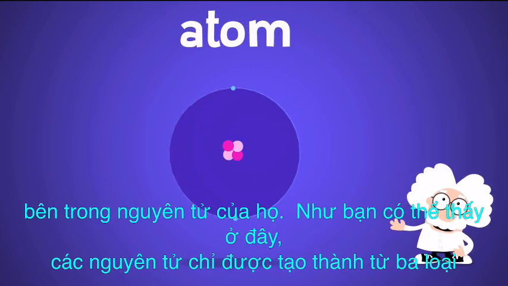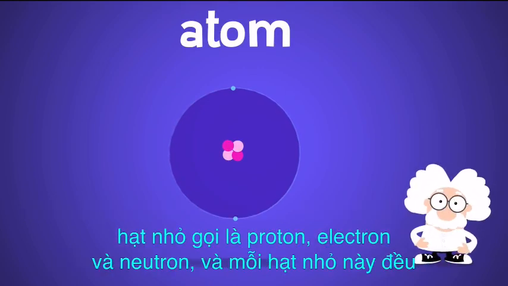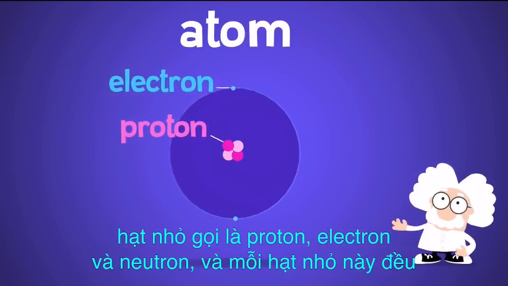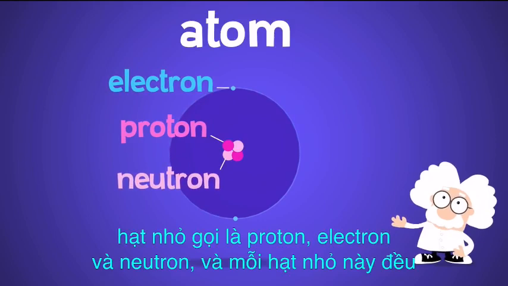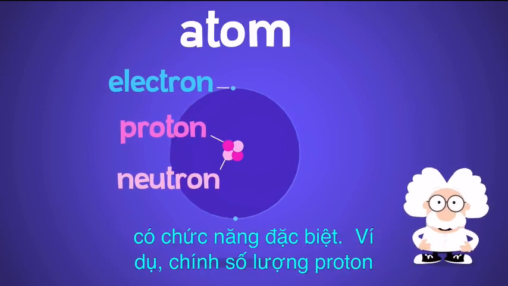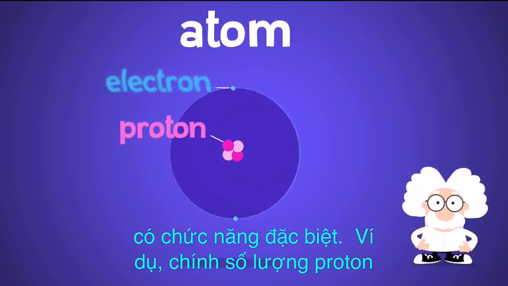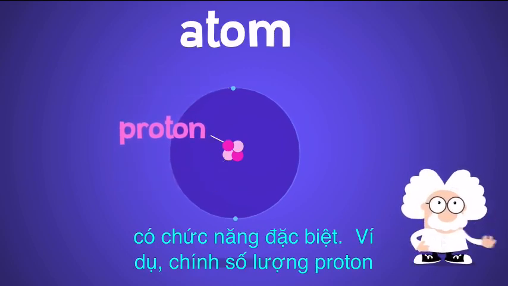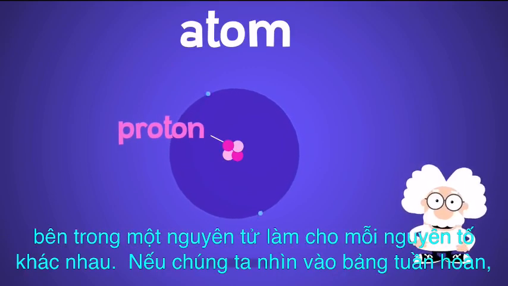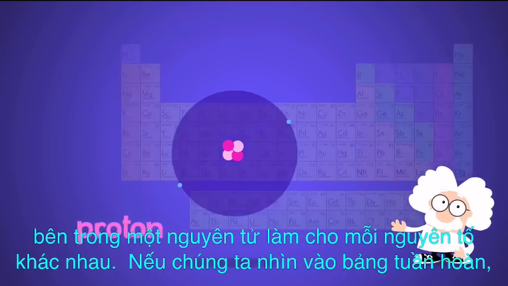As you can see here, atoms are made of just 3 types of tiny particles called protons, electrons, and neutrons. And each of these tiny particles does something special. For example, it's the number of protons inside an atom that makes each element different.